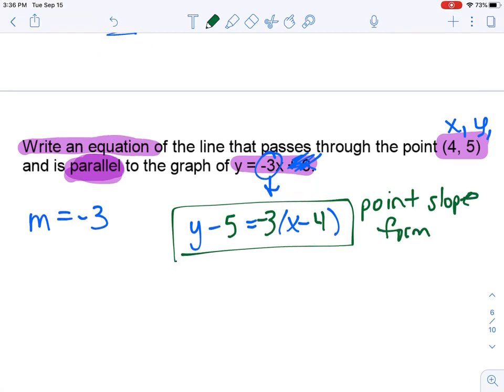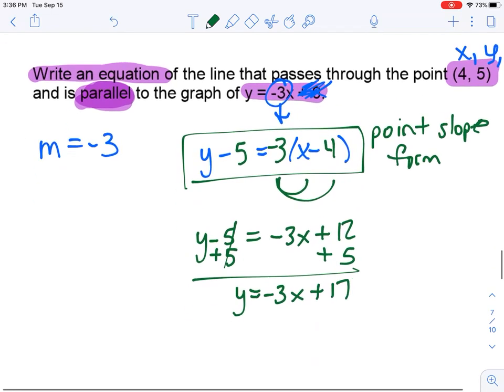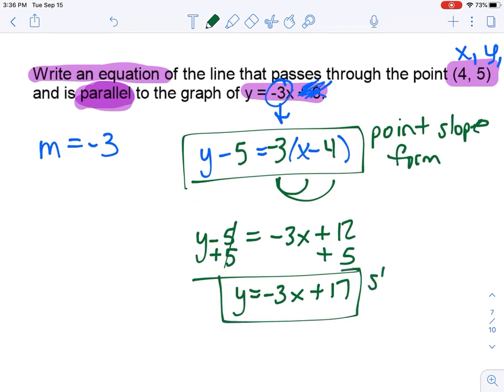To solve for slope intercept form, I go ahead and distribute -3 through, so I have y minus 5 equals -3x plus 12. Add 5 on both sides, and we get y equals -3x plus 17. And this is my slope intercept form. So you could once again check this on a graph, make sure that this is actually parallel to our original. It is going to be parallel because the slopes are the same. So we are good to go.